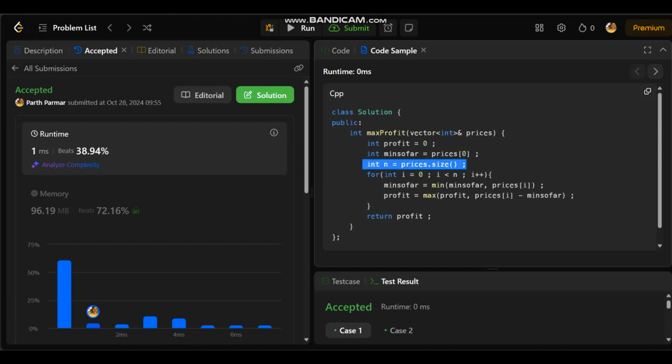They're exactly the same. They've just defined the size before. So this is the most optimal solution.